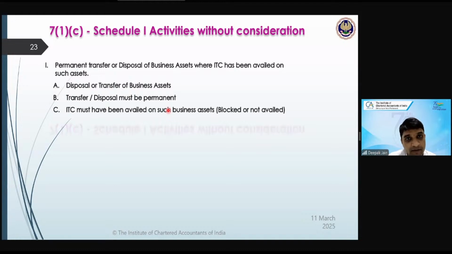I bought furniture. I've used it for my business. After 2 years, I have sold it. Will GST become payable?